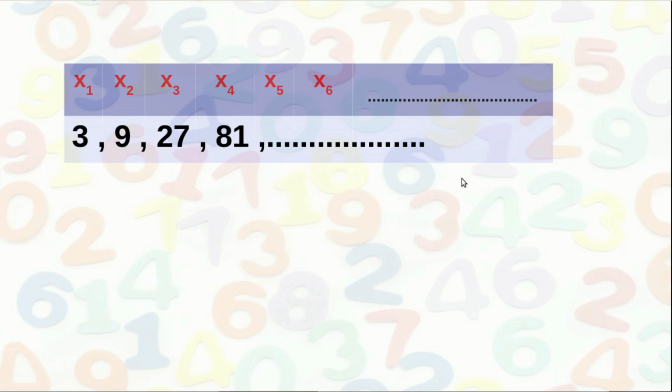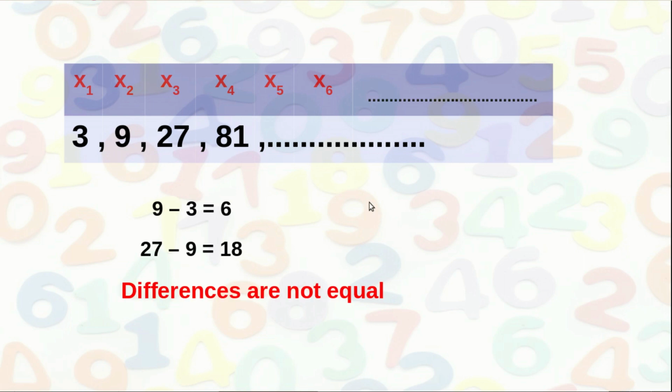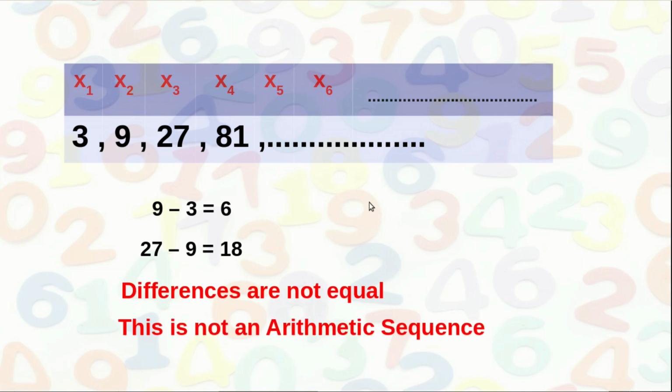Let's check whether this sequence is an arithmetic sequence or not. For that, we are going to find the difference between the consecutive terms. First, second term minus first term, that is 9 minus 3, that difference is 6. Now third term minus second term. That difference is 18. So you can see that the differences are not equal. Therefore, this is not an arithmetic sequence.